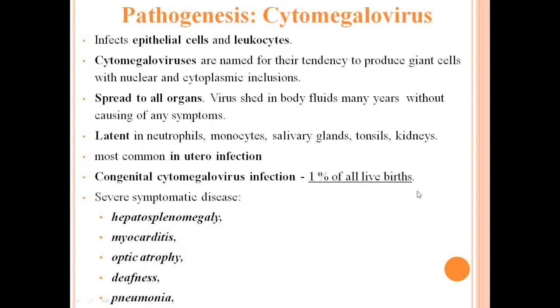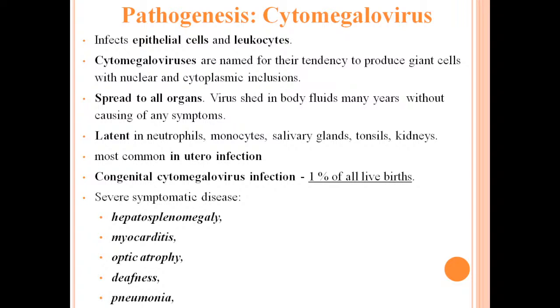Another one is cytomegalovirus, that belongs to the family beta herpesvirinae. Cytomegalovirus infects epithelial cells and leukocytes. Cytomegaloviruses are named for their tendency to produce giant cells with nuclear and cytoplasmic inclusions. Cyto means cells, megalo means large or big. So they produce giant cells with nuclear or cytoplasmic inclusions.